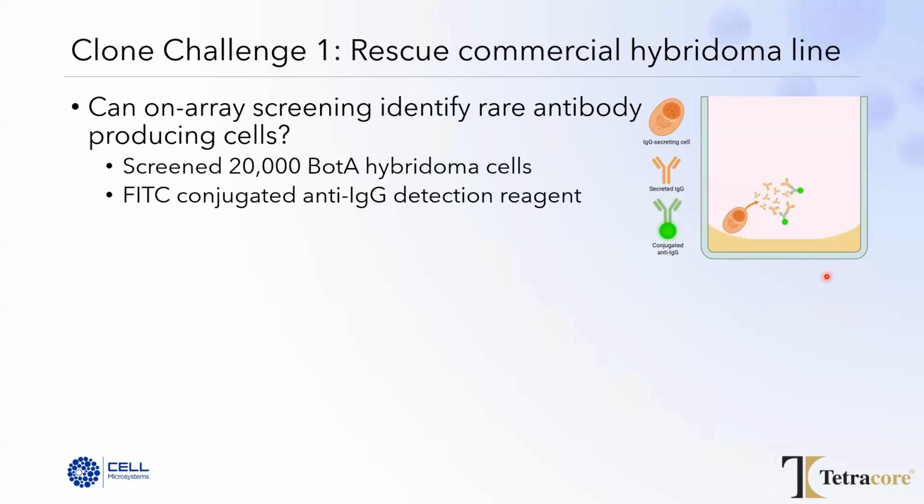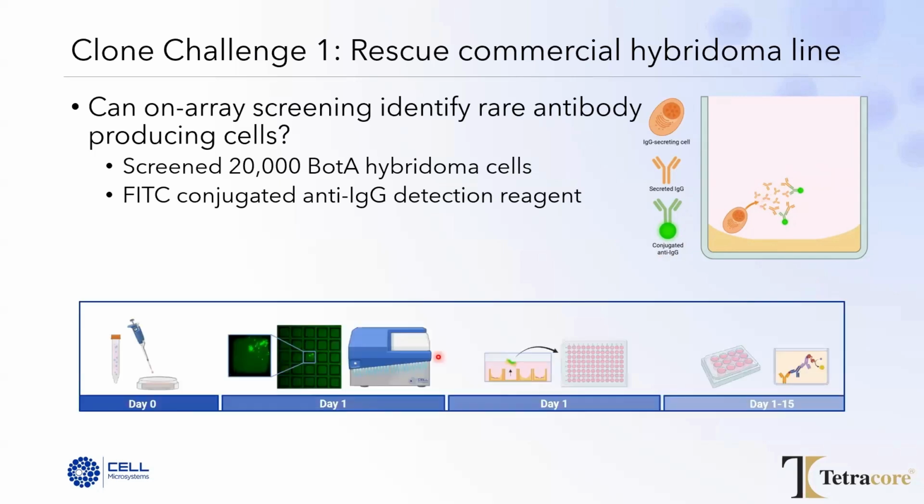So what you're seeing here on the right-hand side of the screen is essentially a cartoon of our miniaturized assay. We can seed IgG secreting cells. For example, in this case, we screened 20,000 bot A hybridoma cells, and we plate those cells in our consumable in the presence of a fluorescent detection reagent. So in this case, we're using a FITC conjugated anti-IgG. And if we have positive signal, we should see a bright fluorescent signal in those particular cells.